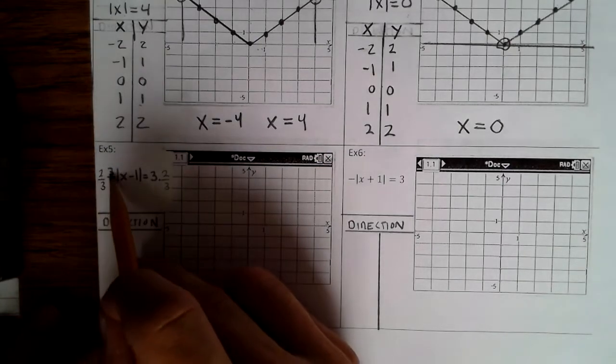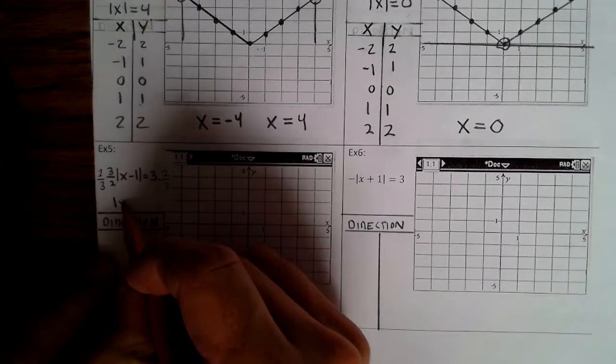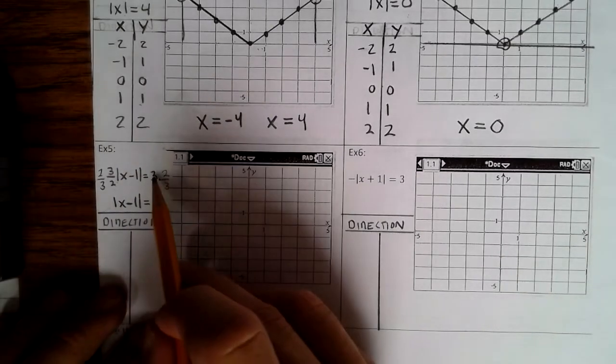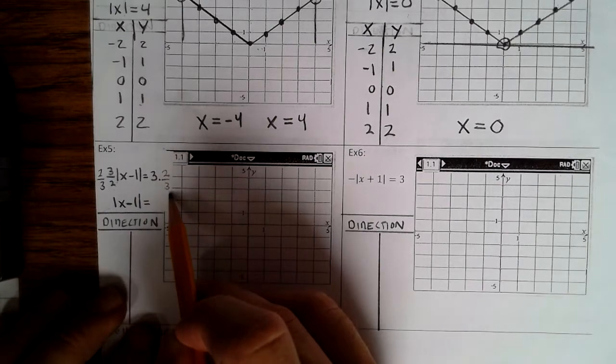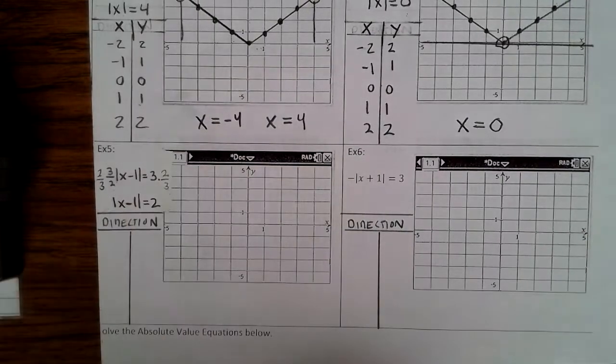Well, when you do that, 2 times 3 is 6, 3 times 2 is 6, 6 divided by 6 is 1, so you're left with 1 times the absolute value of x minus 1 equals 3 times 2 is 6, 6 divided by 3 is 2, so you have the absolute value of x minus 1 equals 2.